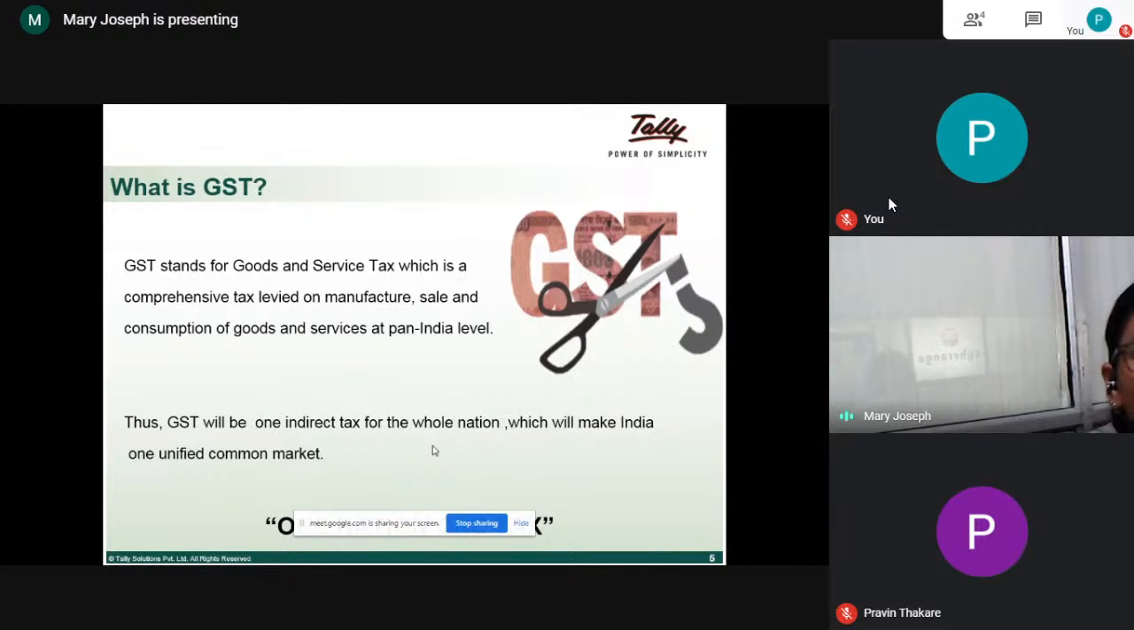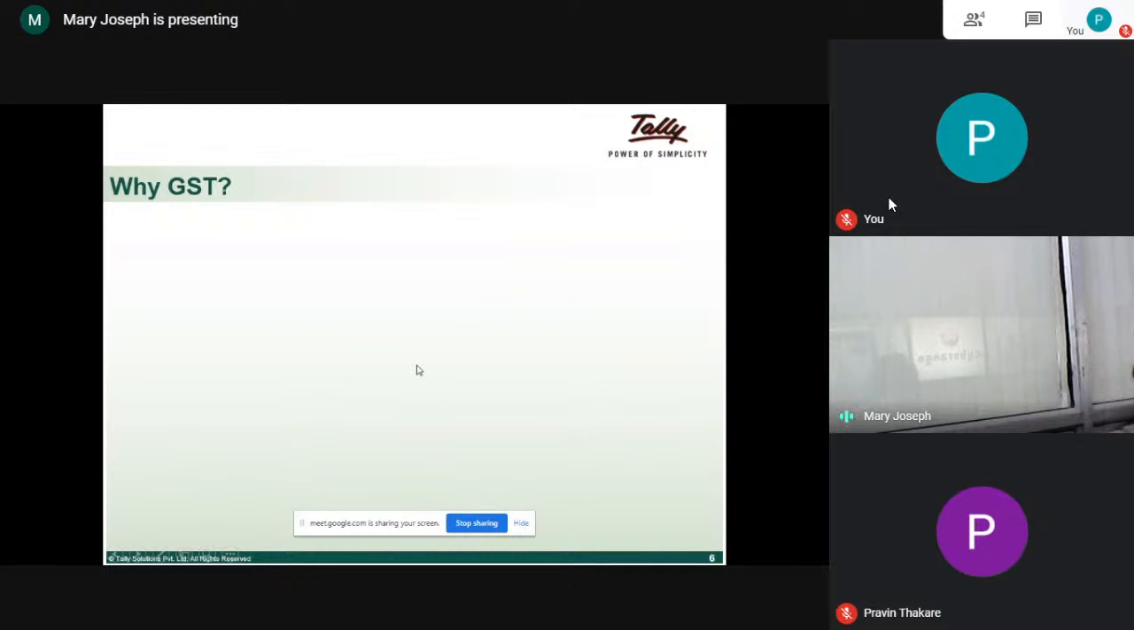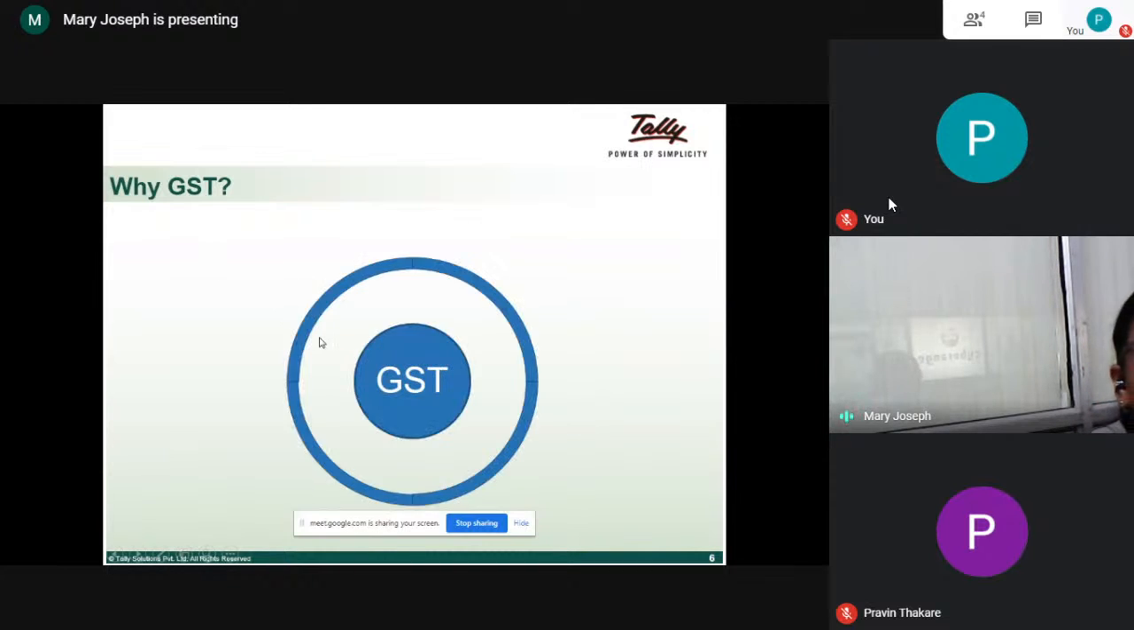GST was introduced to make a unified and common market. We want to make the slogan, one nation, one market, and one nation, one tax. For this only we have introduced the tax system which is called GST. Why GST? Why not the other thing? Why have we introduced the GST? Why GST? What exactly is it?